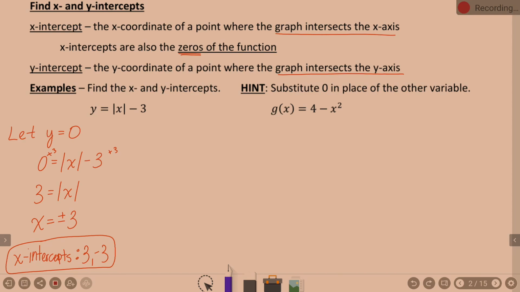So, we're going to find y-intercepts. Y-intercepts are on the y-axis. What do we need to make 0? X, the opposite variable. So this time, I'm going to say let x equal 0. Rewrite your equation by putting 0 in for x. So y equals the absolute value of 0 minus 3.